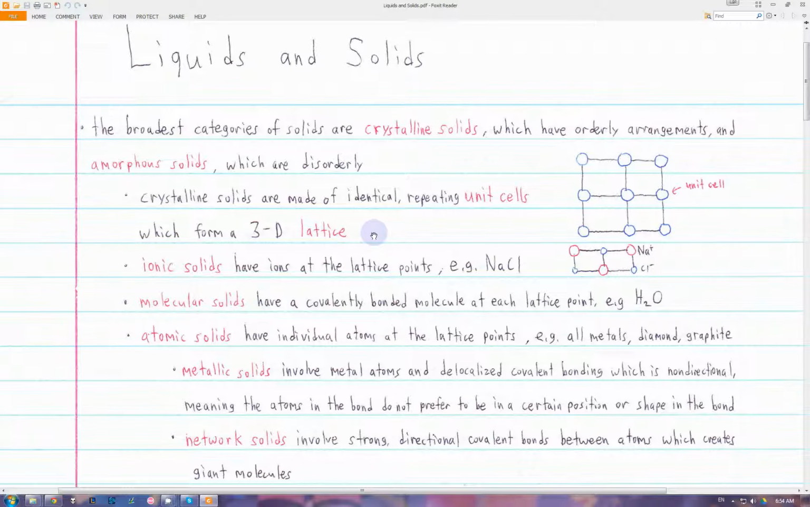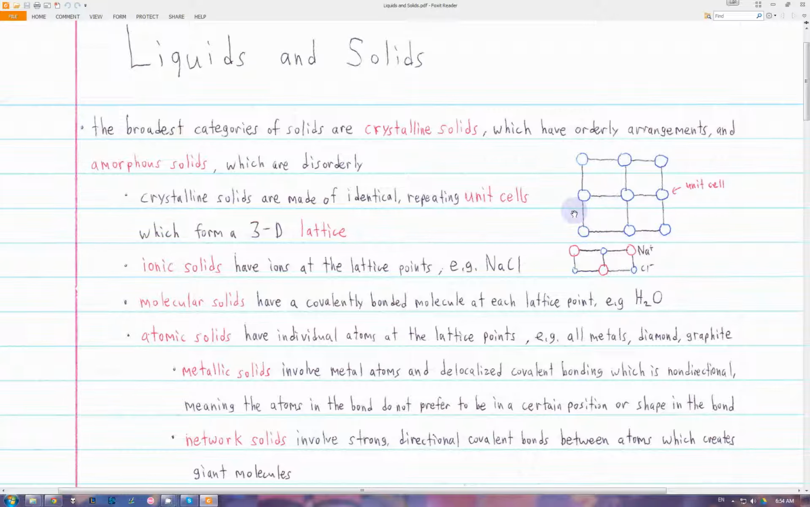So the broadest categories of solids are crystalline solids and amorphous solids. And amorphous solids are disorderly. It's just kind of a mess of molecules or atoms, while crystalline solids have an orderly arrangement called a lattice.